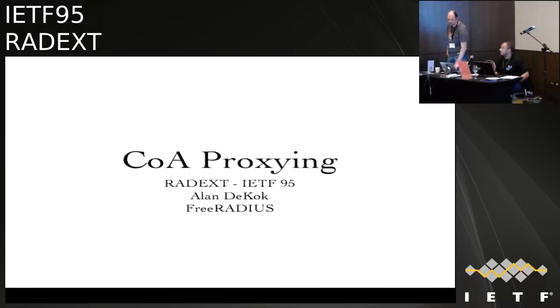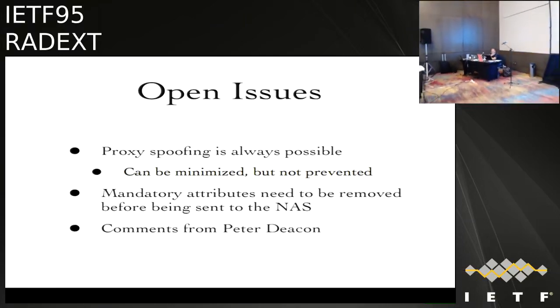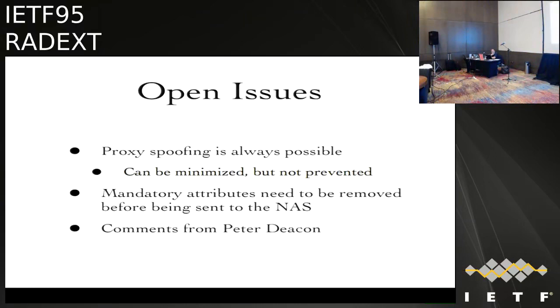Not a whole lot new to add here. If we can go to the next slide. So the real open issue here is the ability to spoof the replies coming back. When you send packets from a visited network to a home network, that's pretty straightforward. That works in RADIUS. It's hard to spoof because there are authentication credentials in that packet, and you can't spoof a user's password. For the packets coming back the other way, any of the authentication data, like State, is visible to all of the proxies. That means that all the proxies can spoof it. So you can minimize it, but not prevent it.